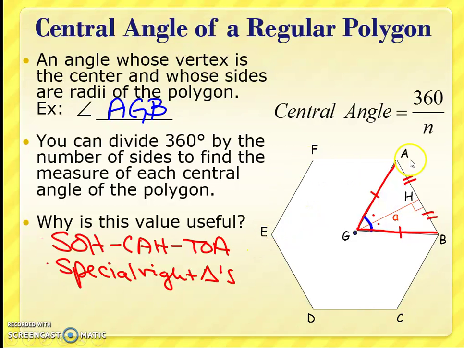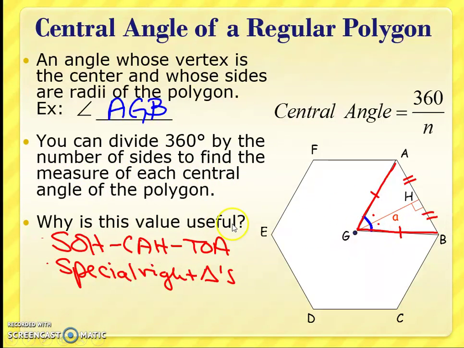And then we have a hexagon here, a six-sided polygon. In order to find this measurement, there is a formula for this. Central angle is 360 divided by n. So if you do 360 divided by 6, because this is a six-sided hexagon, this will be 60. So the central angle is 60. You can divide 360 by the number of sides to find the measure of each central angle of the polygon.